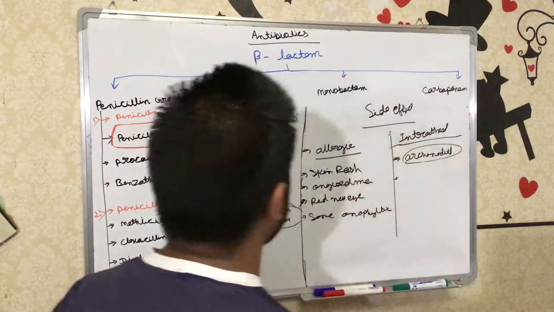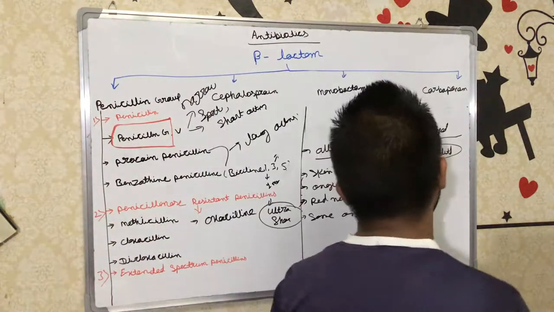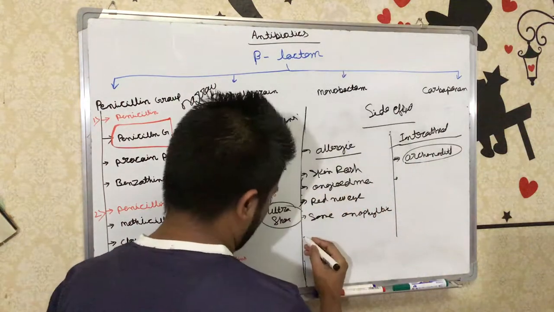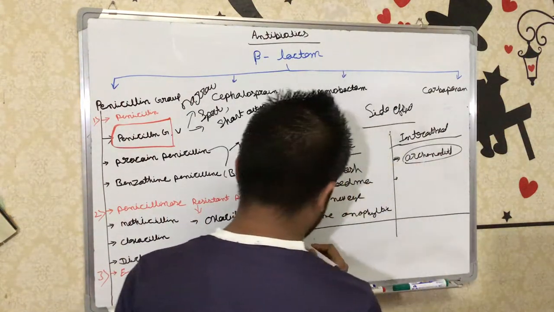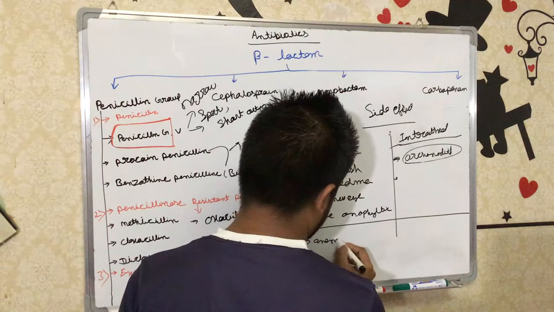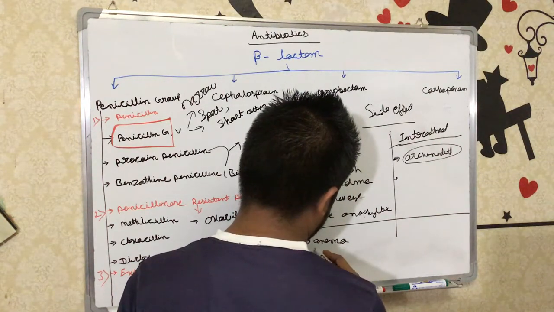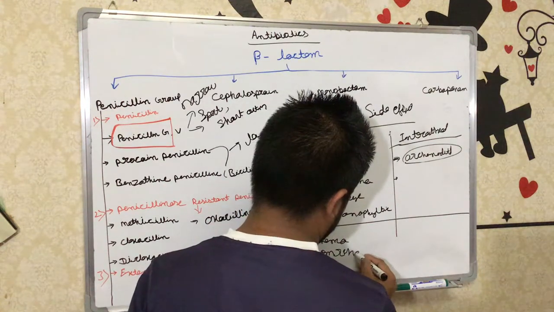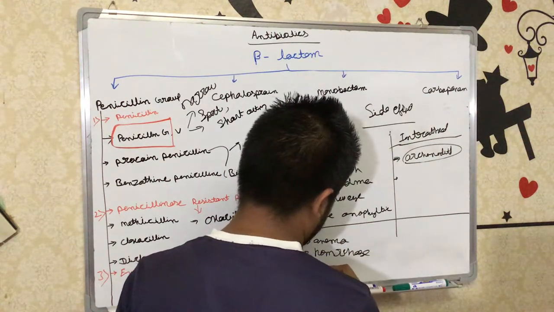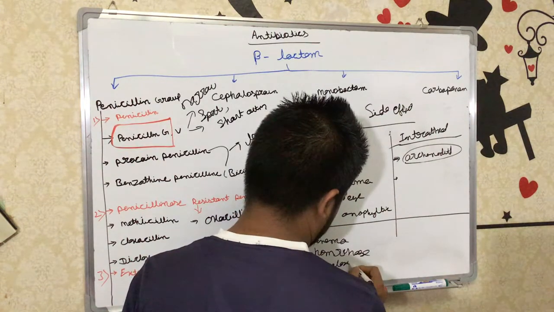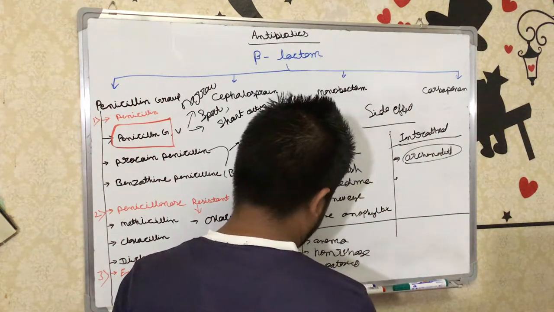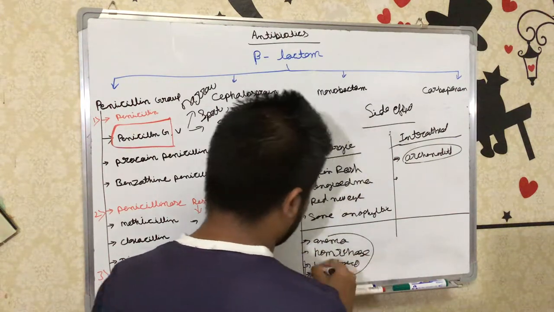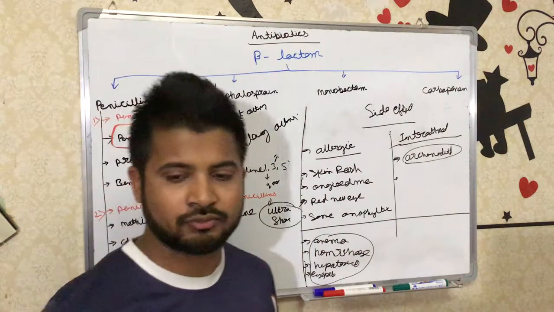Okay, so these are the main side effects. About the contraindications, usually penicillin is a very, very safe drug, but if any patient has severe anemia or a hemorrhagic problem, hepatotoxicity, or epilepsy, we should avoid this drug. Always we should avoid this drug.